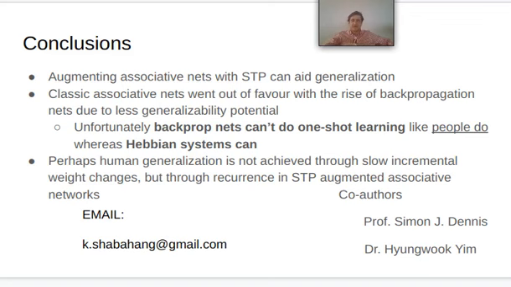I end this talk with the conjecture that perhaps human generalization results from recurrence in an STP-augmented associative network as opposed to slow error-driven learning.